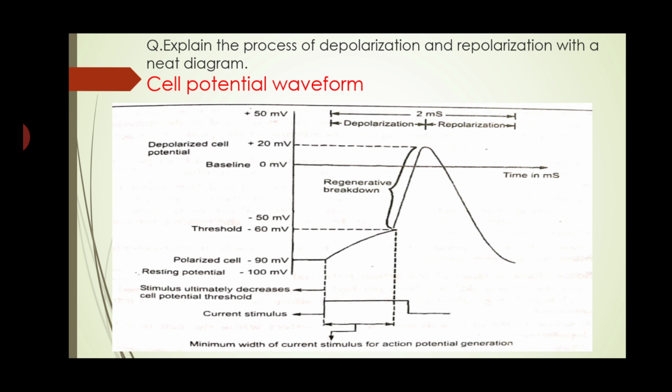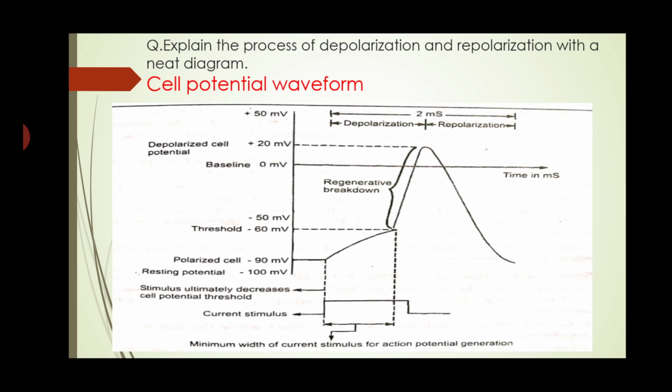So once this voltage reaches minus 60 millivolt, after that point there is no need to give the external stimulation. That's why that voltage is considered as the threshold voltage. Until the voltage reaches minus 60 millivolt, the external stimulation is required. Once this voltage is reached, there is no need of the external stimulation.